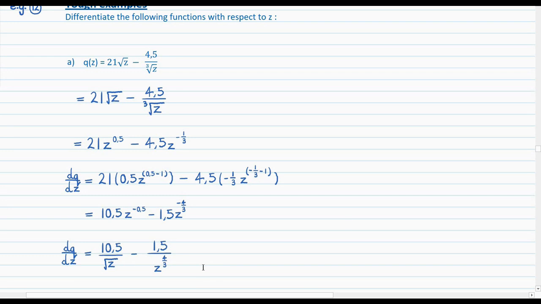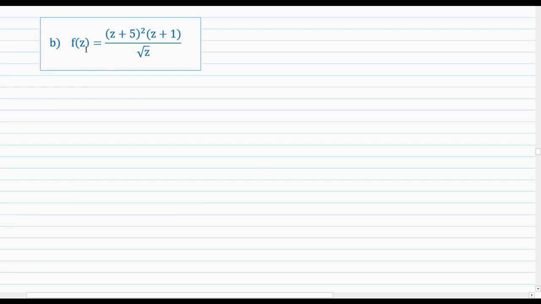Then for part B, you need to differentiate f as a function of z equals z plus 5 squared times z plus 1 all over square root of z. So this is an extra step beyond any examples I showed you so far, but very similar to something you could see in a test or an exam. Before posting the working, here's some advice. Try to expand everything and then divide. Pause and try it out.